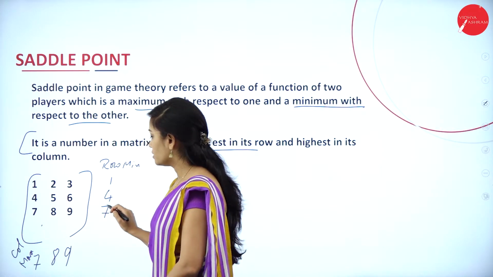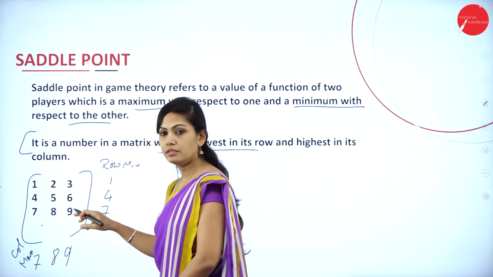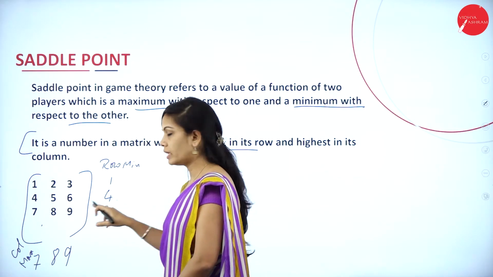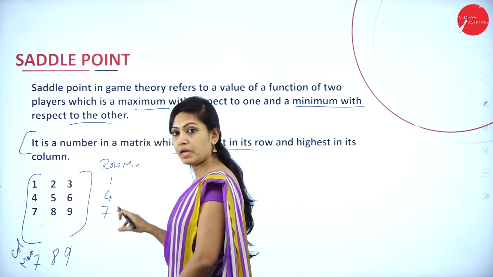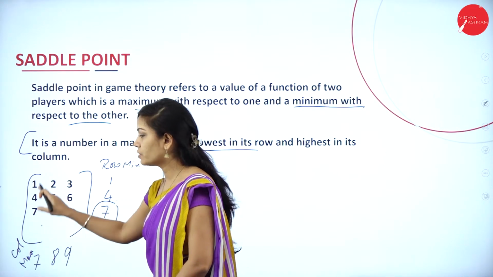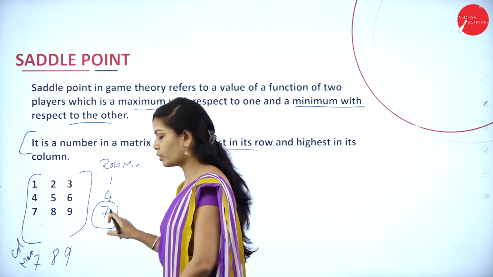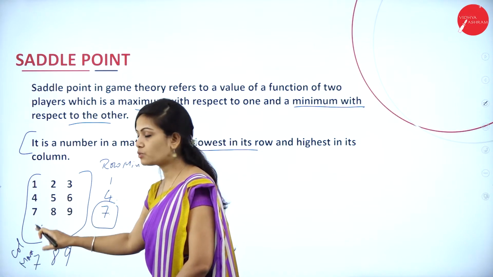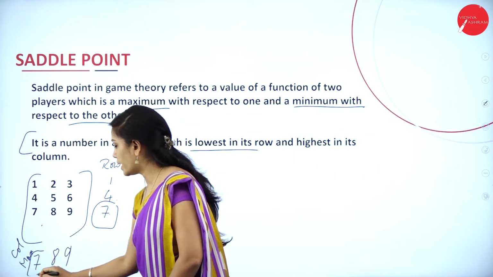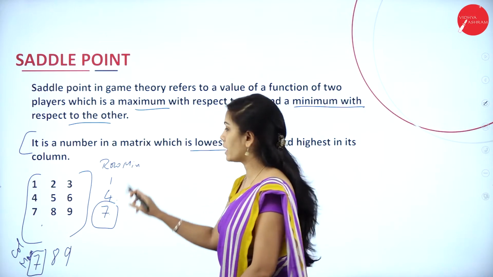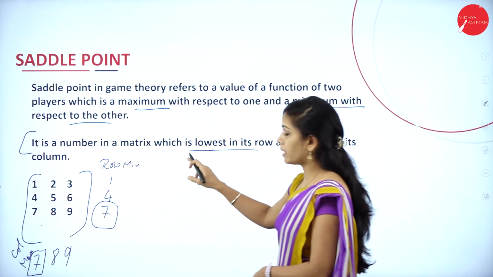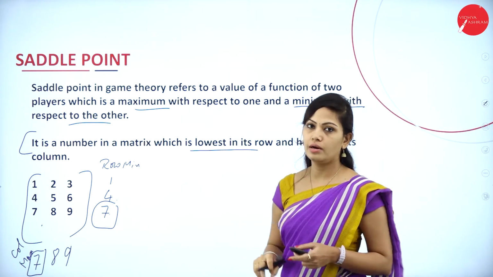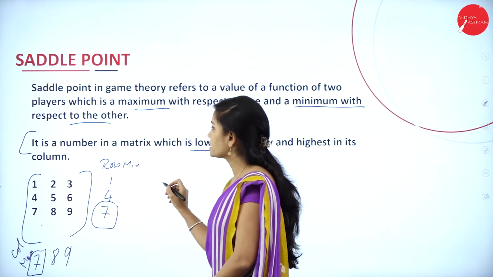Here in the first row the lowest value is 1, then 4, and then 7. 7 is the lowest value in the third row and 7 is the highest value in the first column. So it has a saddle point. Saddle point means a number in a matrix which is lowest in its row and highest in its column. Clear? So this is called a saddle point.